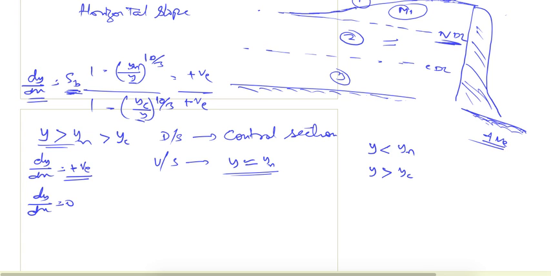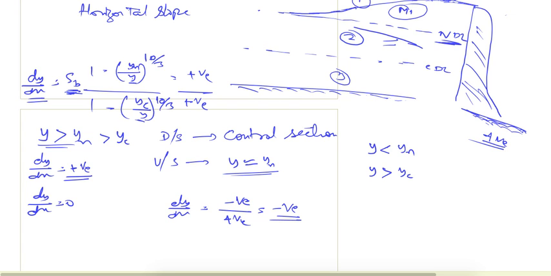so this ratio will be greater than 1, and 1 minus something greater than 1 will be negative on the top. On the bottom, y is greater than yc, so this ratio will be less than 1, and 1 minus something less than 1 will be positive. So net it is coming out to be negative. So dy by dx is negative, which means this will be a falling profile.